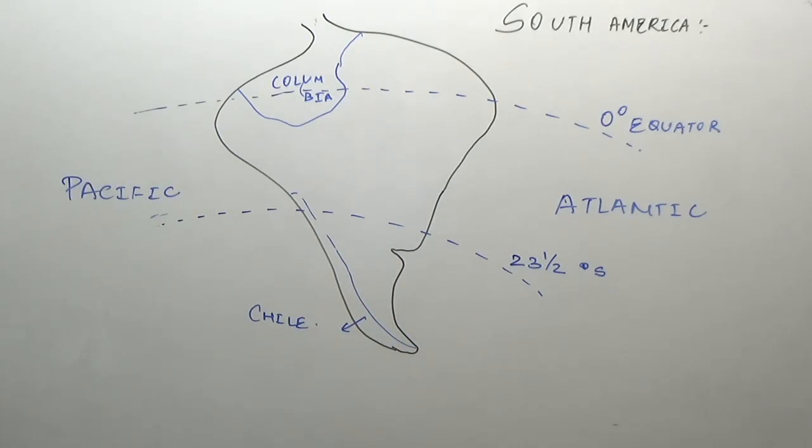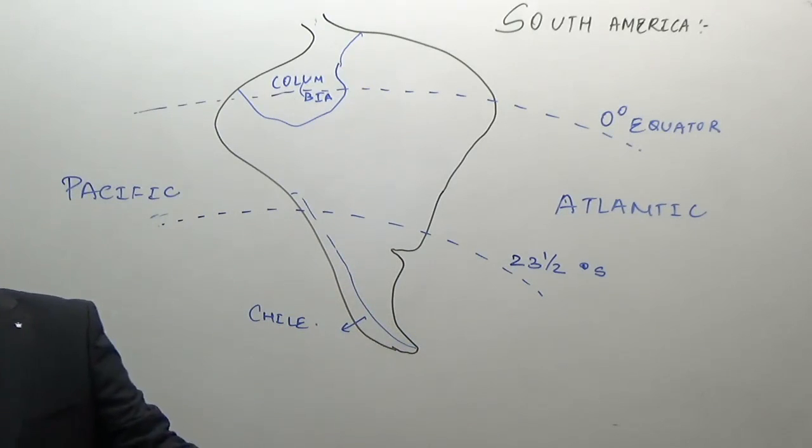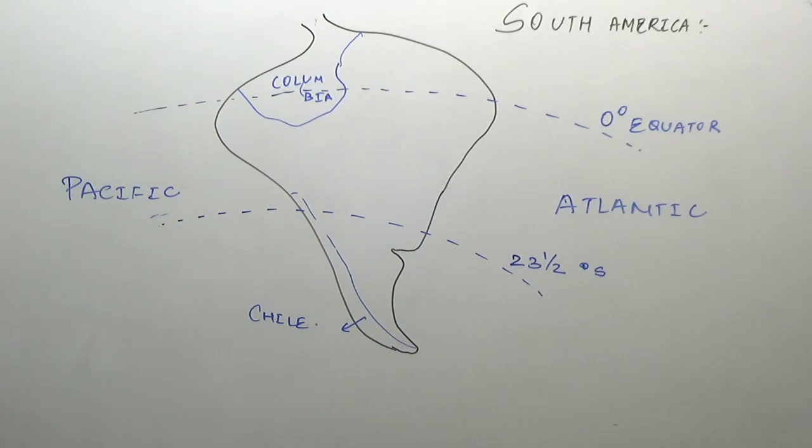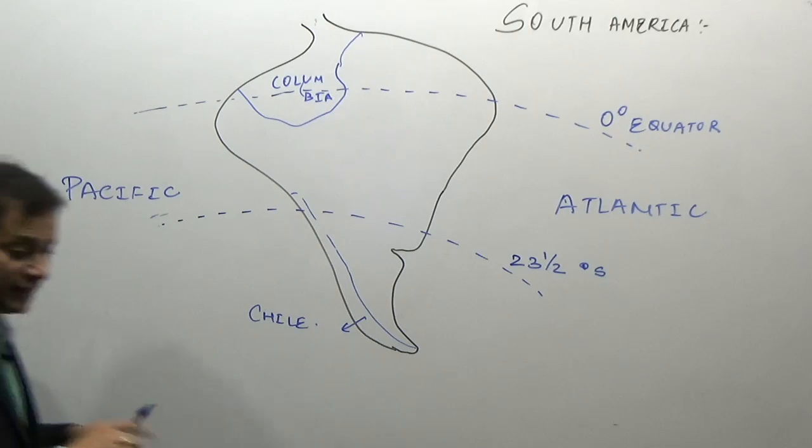So some of the important facts of the South American continent: the first thing is, it is a continent which is roughly triangular in shape.